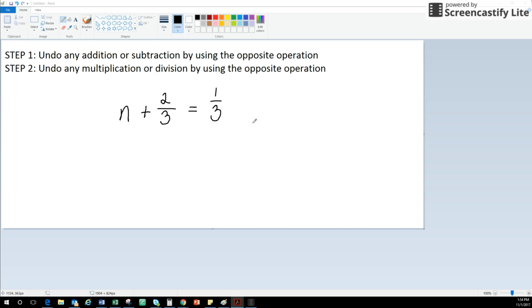Okay, so today we're going to be combining the concepts that we had of solving one-step equations and all the work that we've been doing with fractions through modules 1 through 3. So let's jump in here and look at this first problem on your note guide. We have n plus 2/3 equals 1/3.